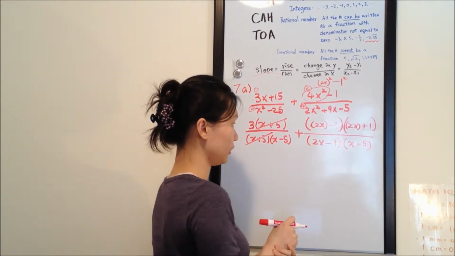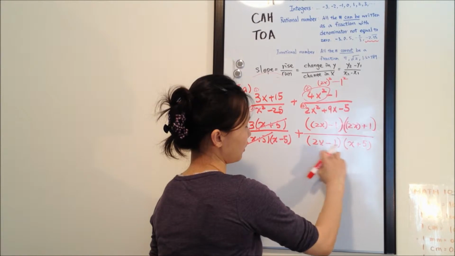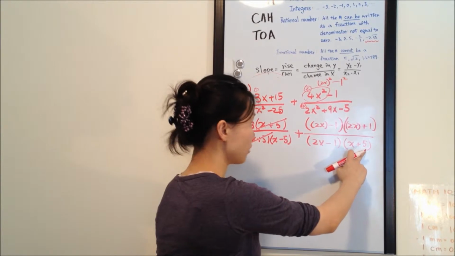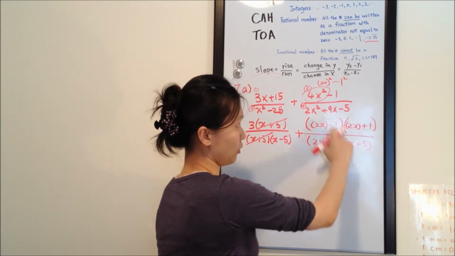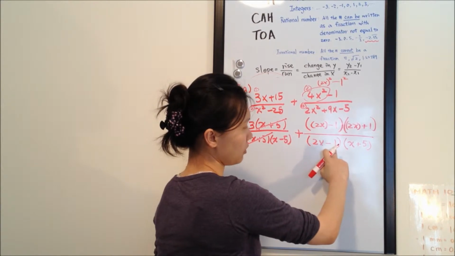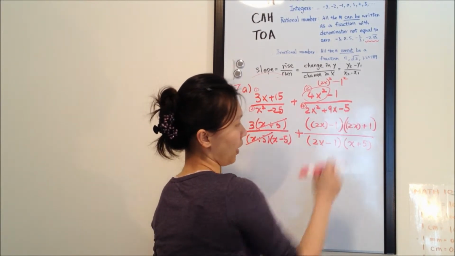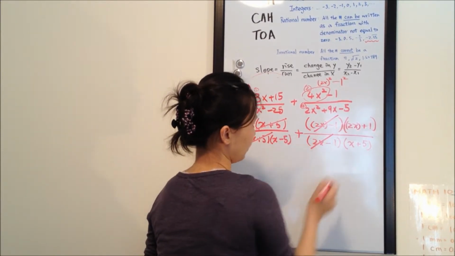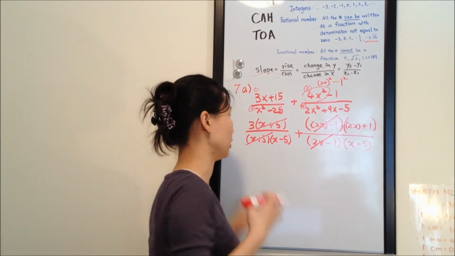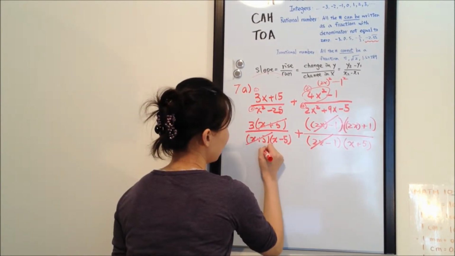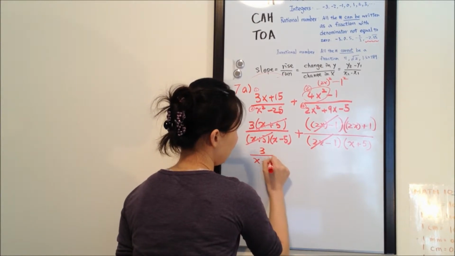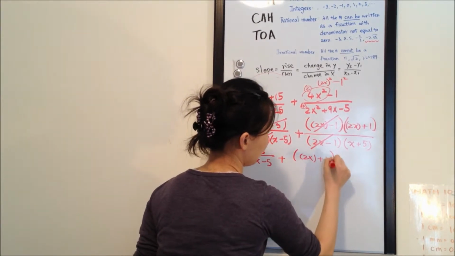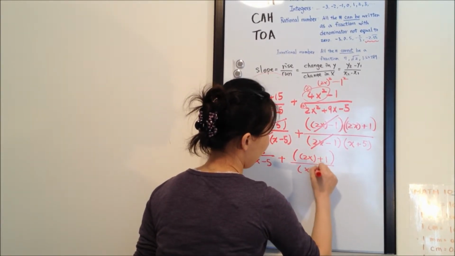Okay? If you're not sure, you can go back. 2x times x equals 2x squared, and 2x times 5 equals 10x, minus 1x equals positive 9x, minus 1 times positive 5 is negative 5. Okay, and then we will see the similar thing and we cancel it out as well. So that will give me much simpler questions. It will be 3 over x minus 5 plus 2x plus 1 over x plus 5.